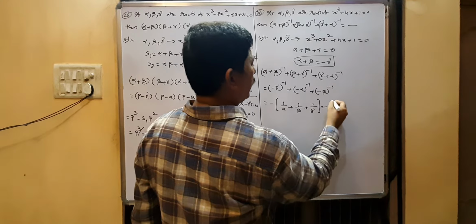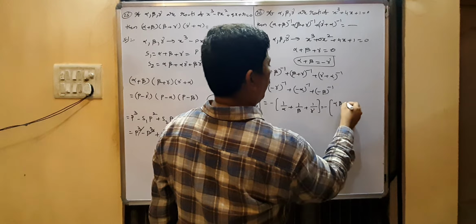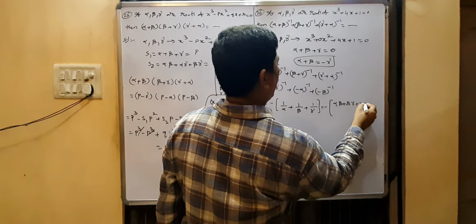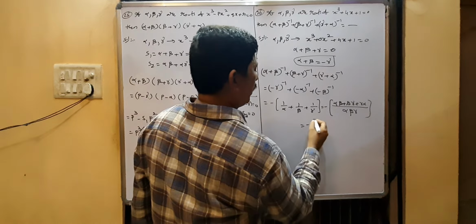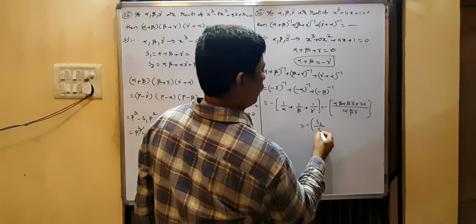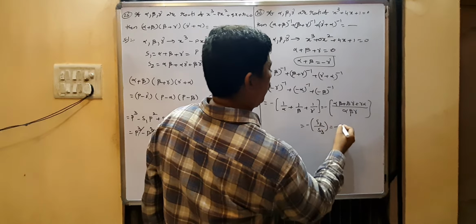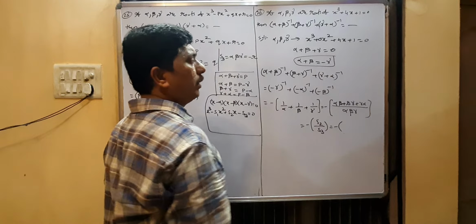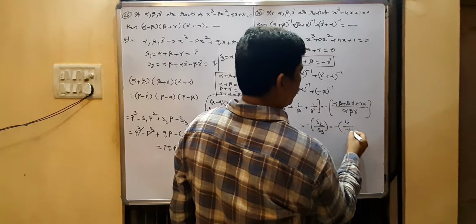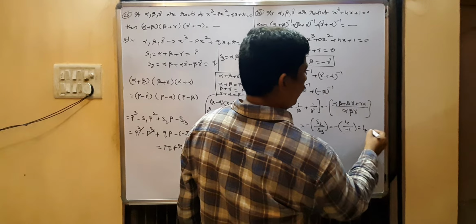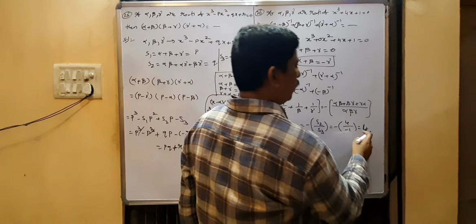Take the LCM: minus of (alpha beta plus beta gamma plus gamma alpha) by alpha beta gamma we get. This is minus of S2 by S3. S2 value is c by a, that is 4 by 1, 4. S3 value is minus d by a, that is minus 1. Minus by minus cancel, 4 we get as the answer. Copy that problem.